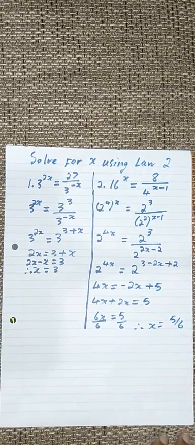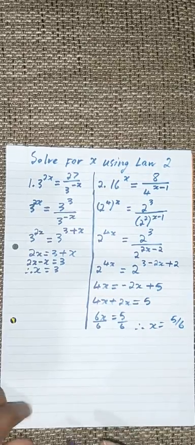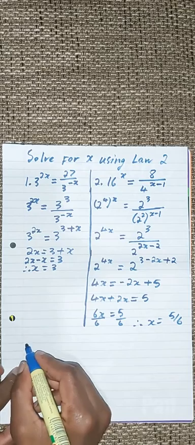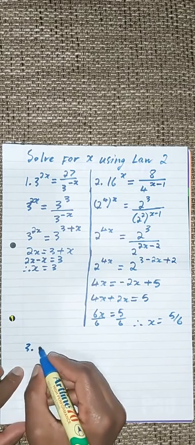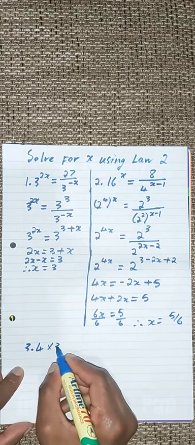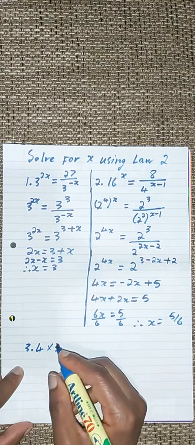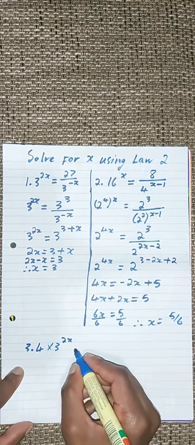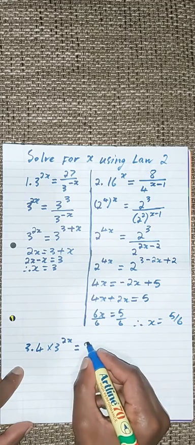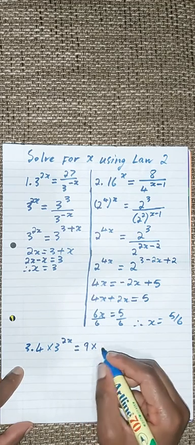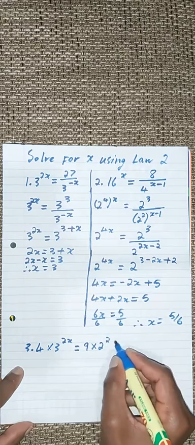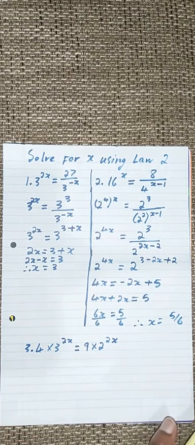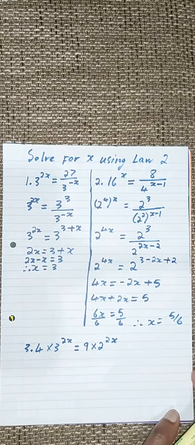Right, let's do another problem. So this one is 4 times 3 to the power of 2x is equal to 9 times 2 to the power of 2x, right? How do we go about solving this problem?